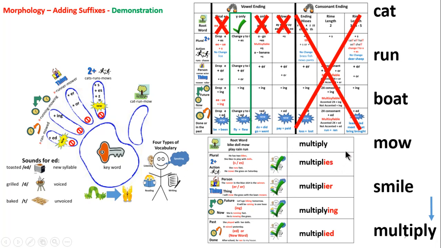Now I have to look at my rules. So for the 2 plus, we change a y to I and add es. To make it a person or a thing, we go over here, change a y to I and add er. To make it the future or now, we're going over here. Oh, here we just have to add the ing. And to make it past tense, yesterday, I'm going to go over here and change a y to I and add ed. So you can use this morphing matrix for both single syllable words and multi-syllable words.